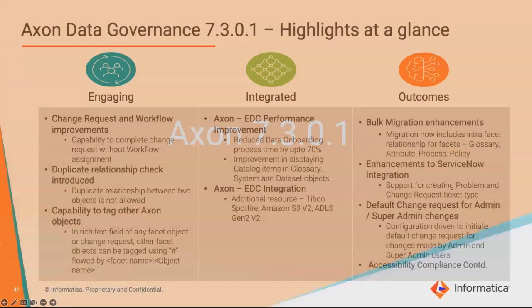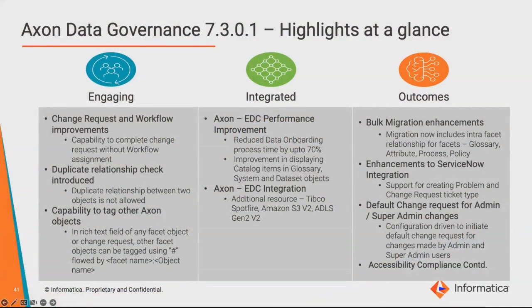7301 came up in September, as I was mentioning. So the September release is a minor release. Even though it was a minor release which did not have a schema change, we had a feature pack release there. Looking at some of the major capabilities, we were stopping duplicate relationships or capability tags at different Axon objects within the Axon objects as rich text fields.